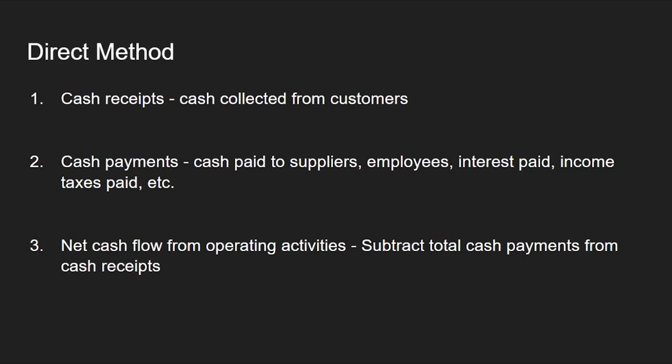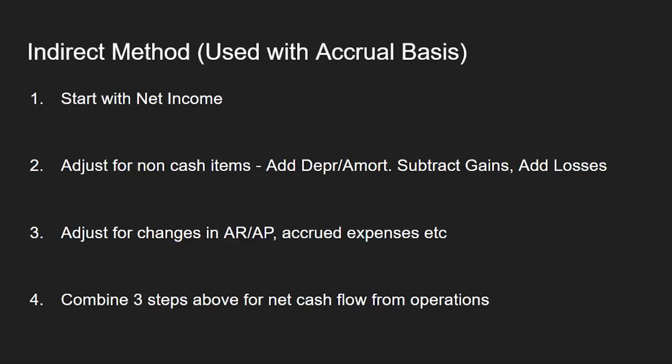However, because there can be a lot more transactional detail depending on the size of the entity, it can be much more cumbersome to use the direct method. When it comes to the indirect method, it can get a little more challenging conceptually. The indirect method is used for entities using the accrual basis of accounting, which makes sense, right? If a company was on the cash basis, they would just use the direct method.